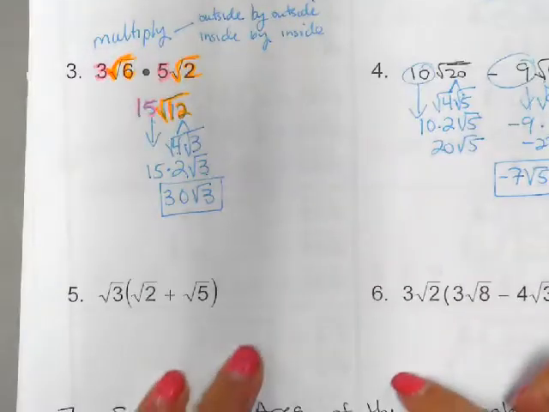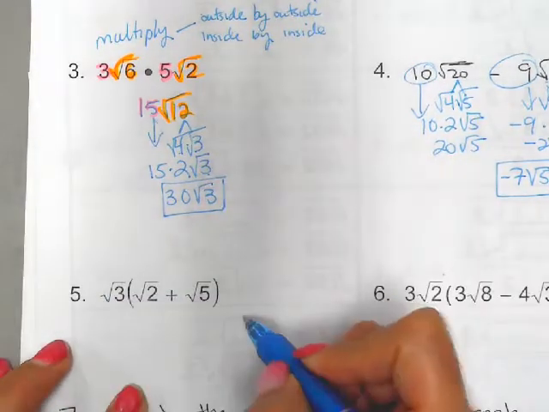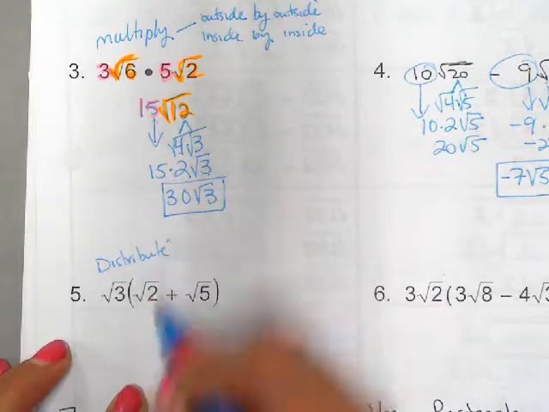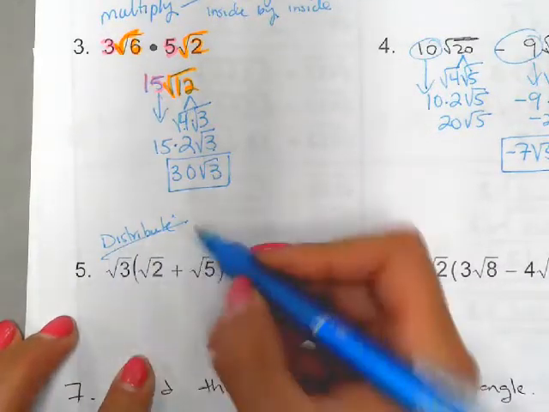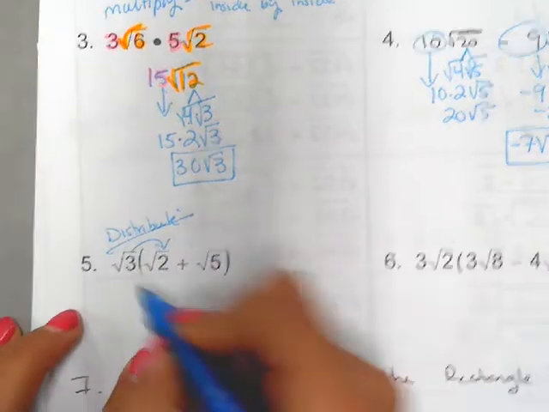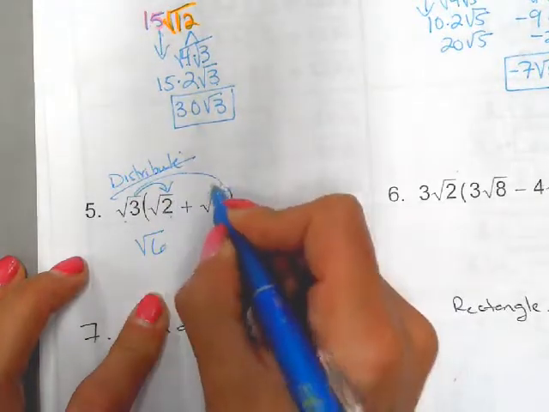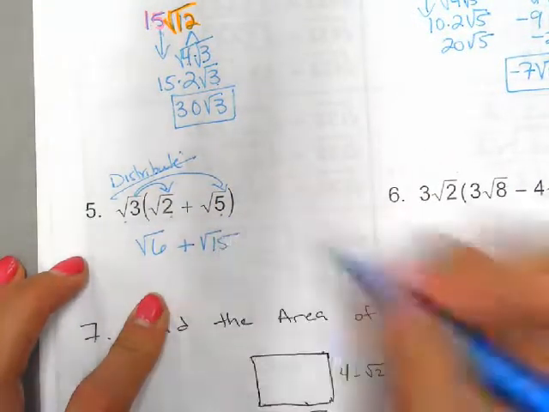So let's try it again. So the rule is outside with outside, inside with inside. And here, since we have a parentheses and a square root of 3 in the front, we're going to distribute inside. So square root of 3 times square root of 2 is square root of 6. Square root of 3 times square root of 5, positive square root of 15.